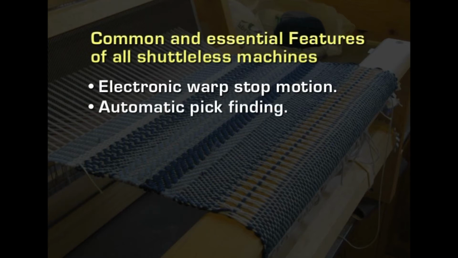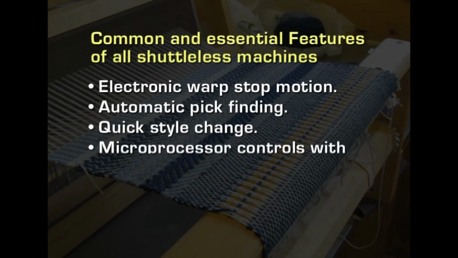Automatic pick finding. Now in case of this, if the pick breaks in between, there is an automatic pick finding and it will be joined again and the loom will start again. You have an option of quick style change. Whenever you want to change the design, you can do it computerized with automatic motions in the quick style change.